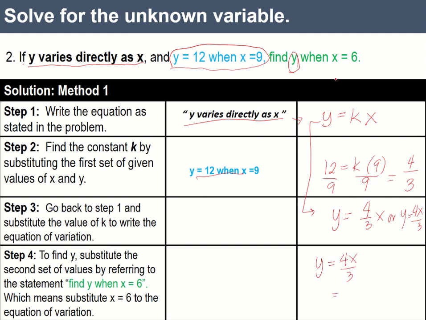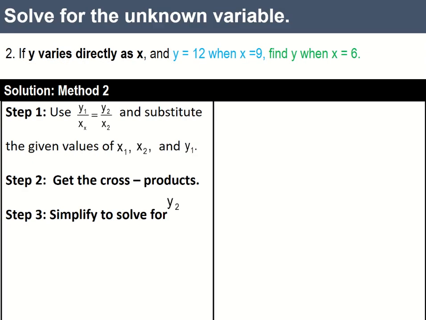Substitute x with 6. So we have y now is equal to 4 times 6 divided by 3. So we have 4 times 6 is 24, divided by 3. Then we have 24 divided by 3 is equal to 8. So very easy. Another one is we can make use of ratio and proportion.